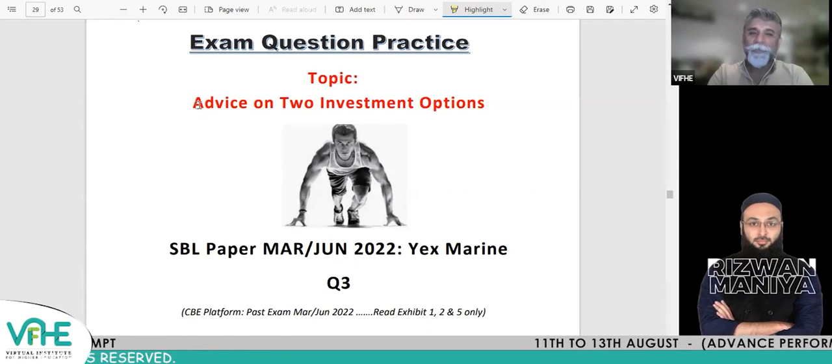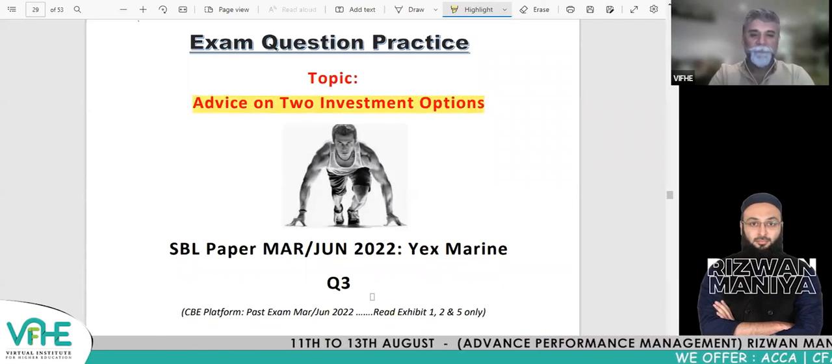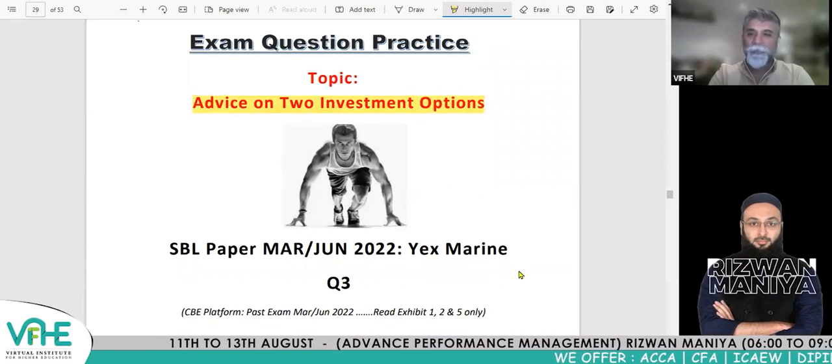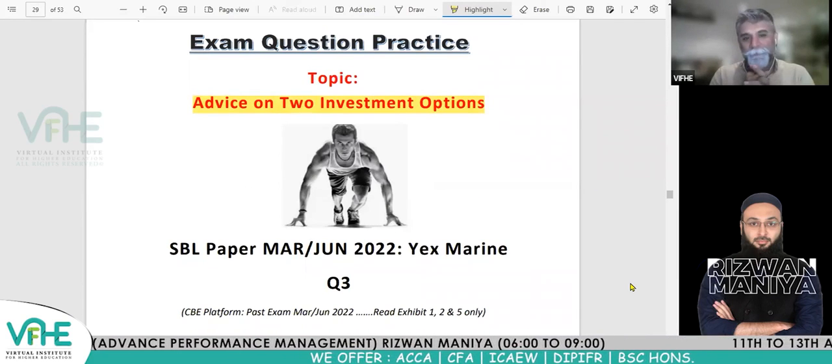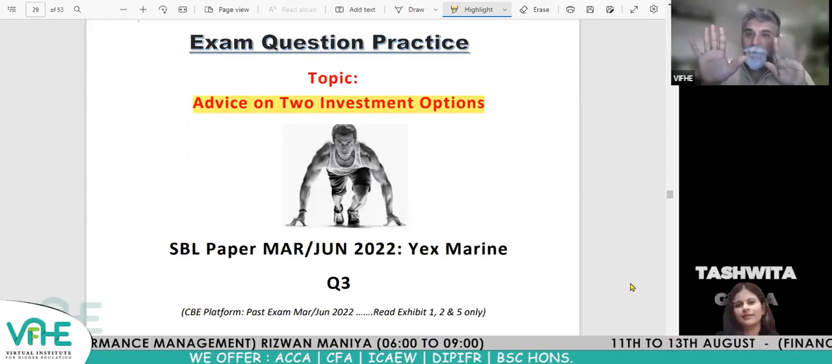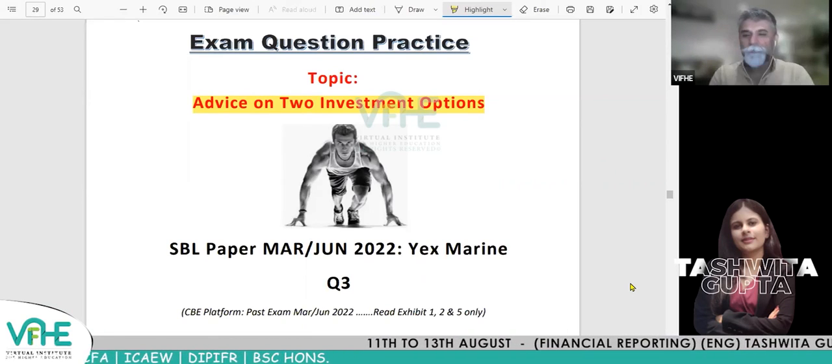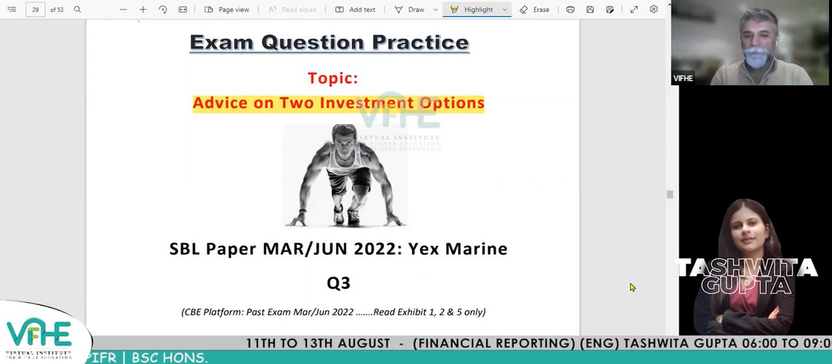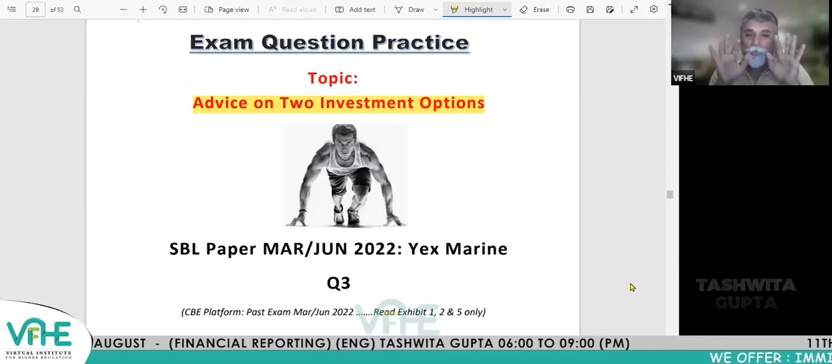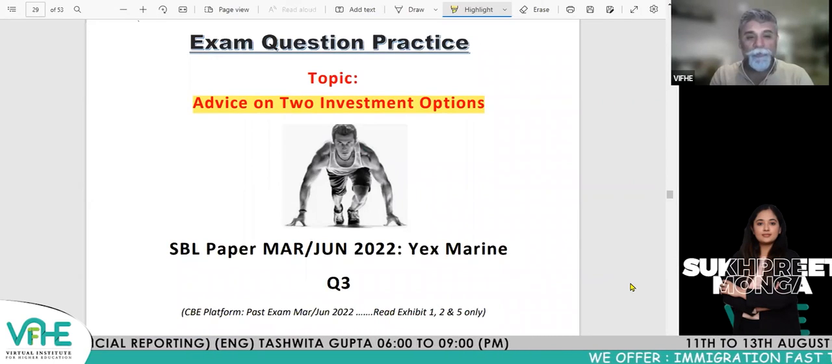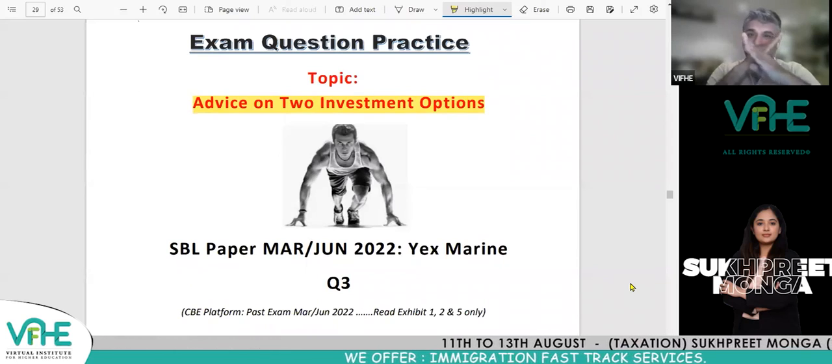So basically, it's a question in which you have to advise on two investment options. Supposing there are two options available, A and B. Would you be able to compare and contrast the two? Tell me. If the company has two options, don't talk about models. The SFA framework, you are gone. You are gone.